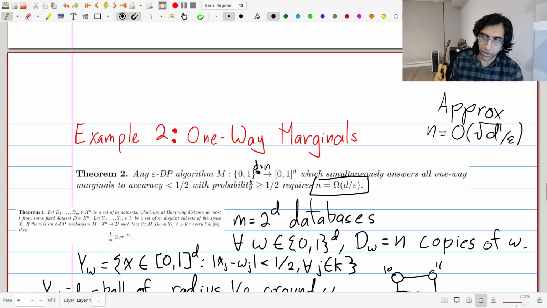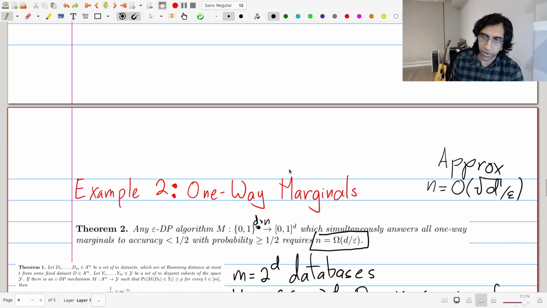In fact, you could do the same change that I'm going to do for the next part also for this type of theorem, and essentially it's possible to prove something with error less than or equal to alpha with d over alpha epsilon, but I just didn't do that to keep it simple for now.